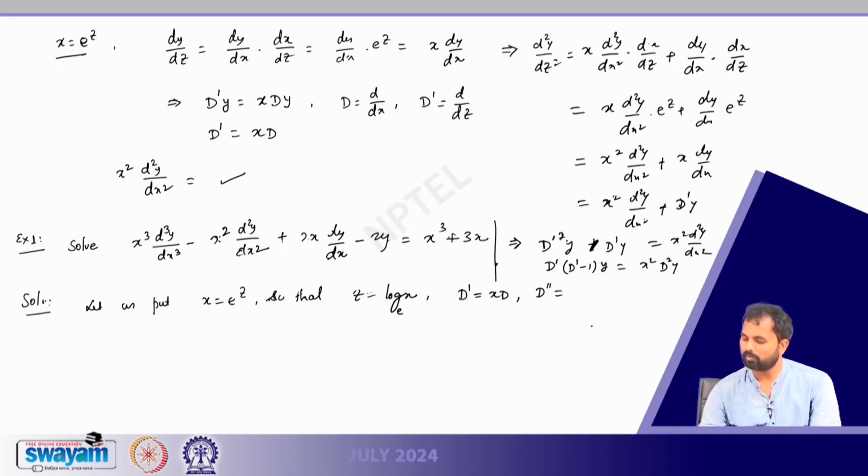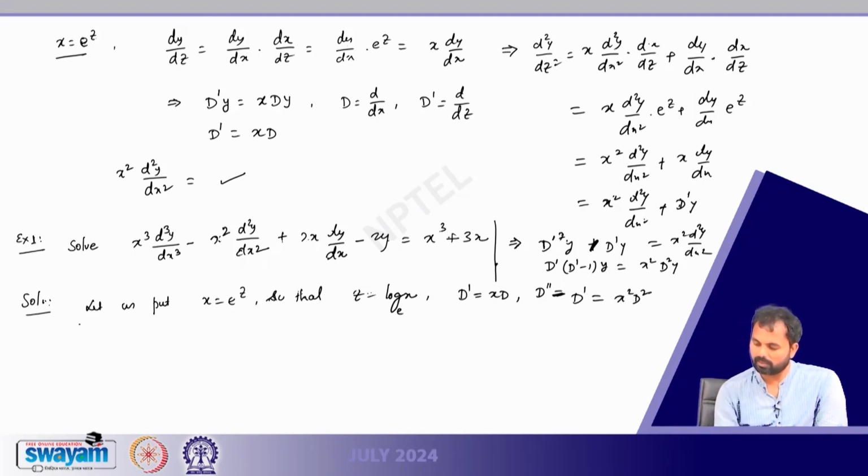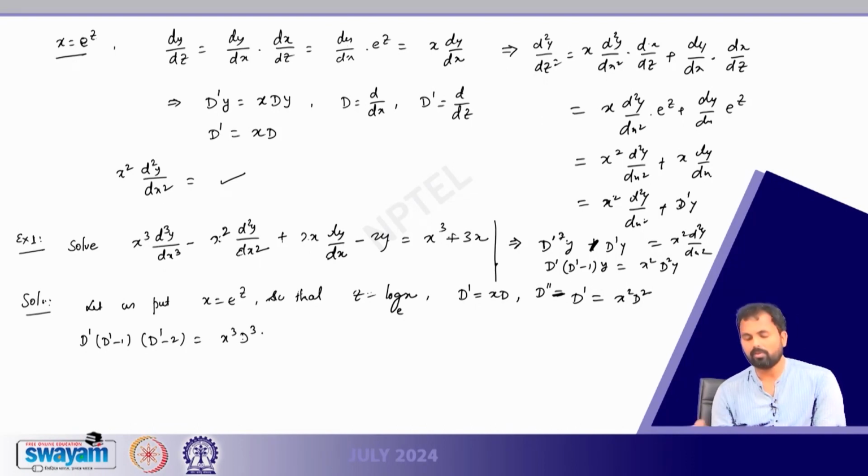So likewise we can determine d3 also. So x cube into d3y, and we will see that it will be D dash into D dash minus 1 into D dash minus 2 and so on. So that means D dash equals x d, then we have D double dash minus D dash equals x square d square, then we will have D dash into D dash minus 1 and D dash minus 2 equals x cube d cube and so on. So likewise we can determine the other higher order derivative terms.